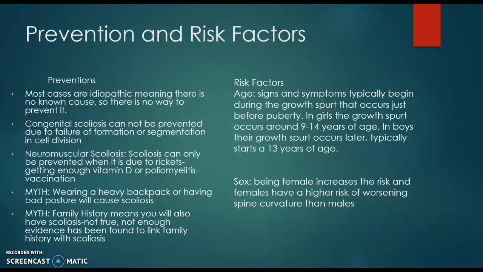Risk factors include age. Signs and symptoms typically begin during the growth spurt that occurs just before puberty. In girls, the growth spurt usually occurs around 9 to 14 years of age. In boys, their growth spurt occurs later, typically starts at 13 years of age. In sex, being female increases the risk, and females have a higher risk of worsening spinal curvatures than males.